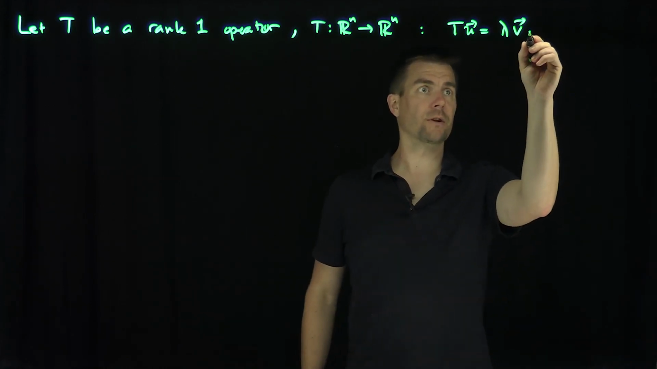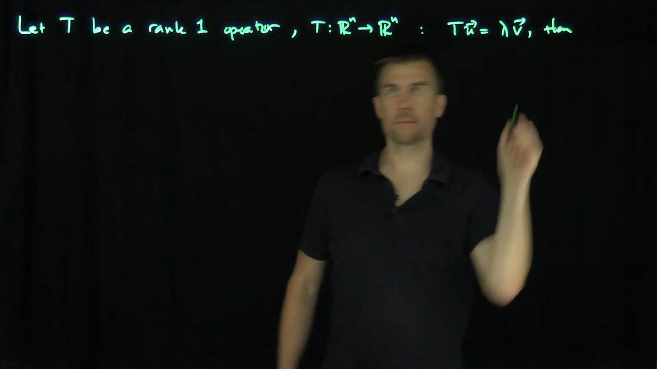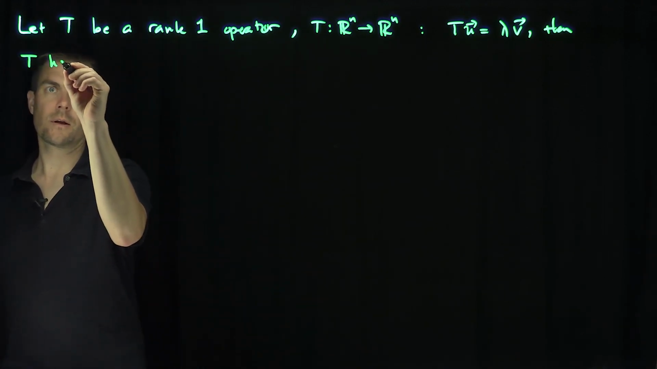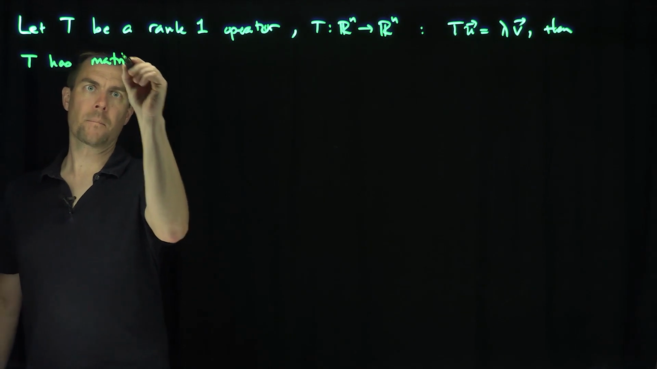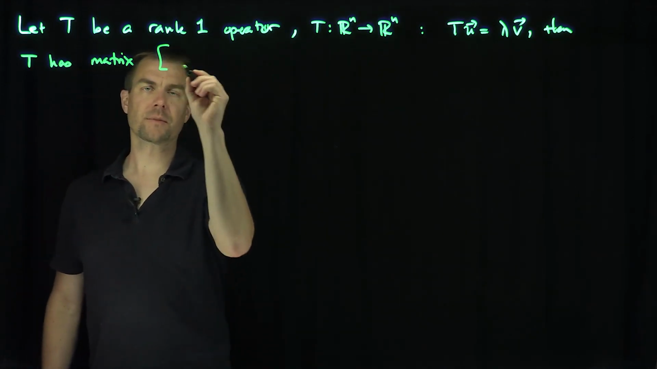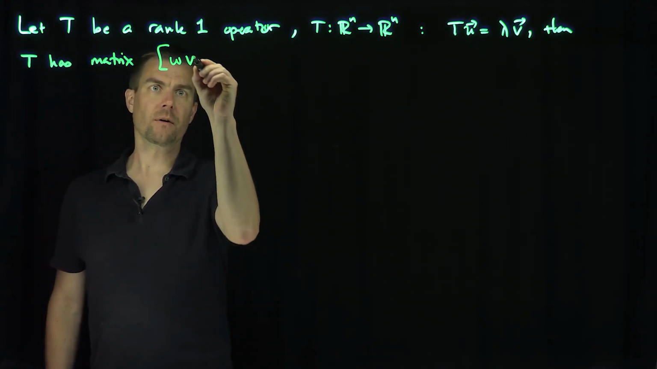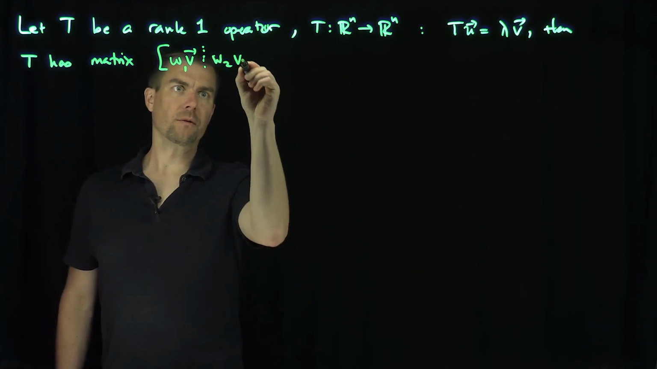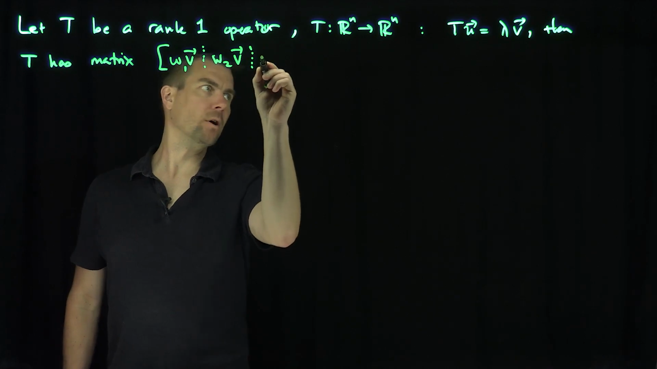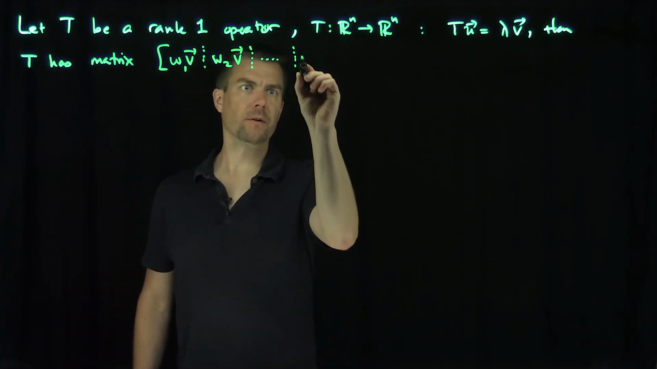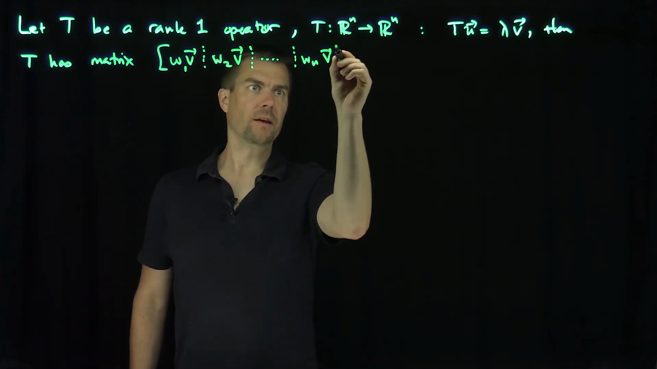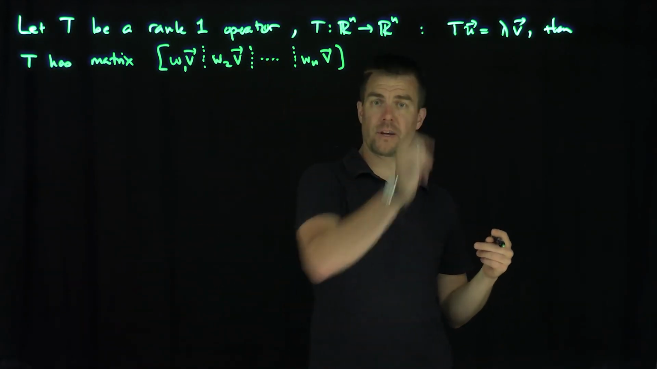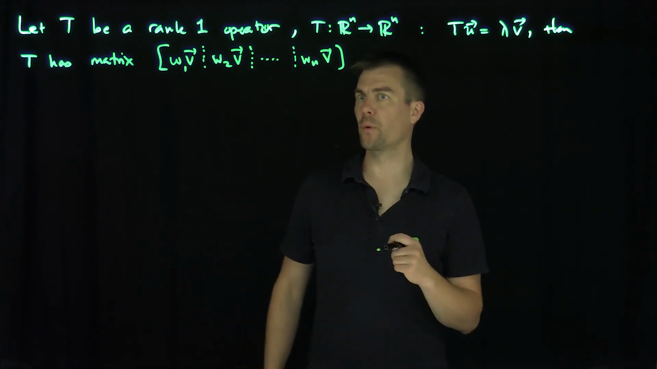So then the matrix of T has a matrix that looks like this: some number w1 times v in the first column, some number w2 times v in the second column, all the way down to some number wn times v in the last column over here. And if that's the matrix, because everything has to be a multiple of the vector v, there are some numbers in the matrix, w1 through wn.